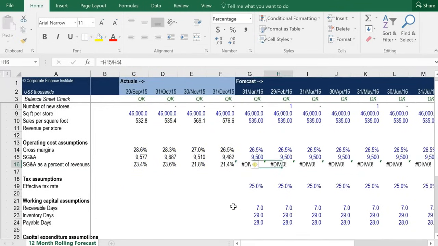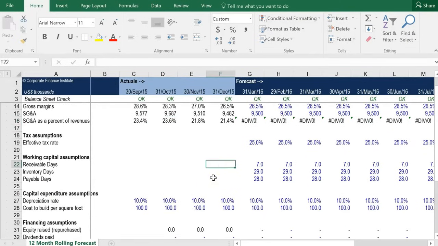You'll see that for the forecast period, we haven't built up the revenue function yet, so you get this divided by zero error. That's fine, we'll just leave it in place for now. On a historical basis, we can see that SG&A as a percent of revenue ranges between about 21 and 24%.